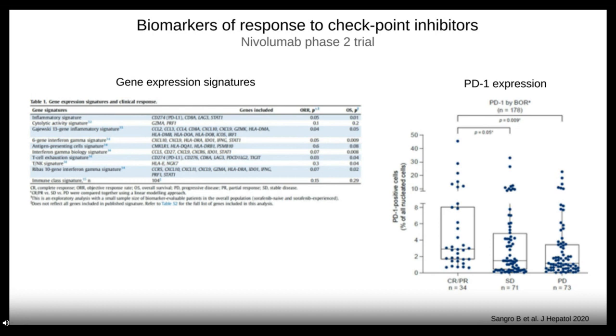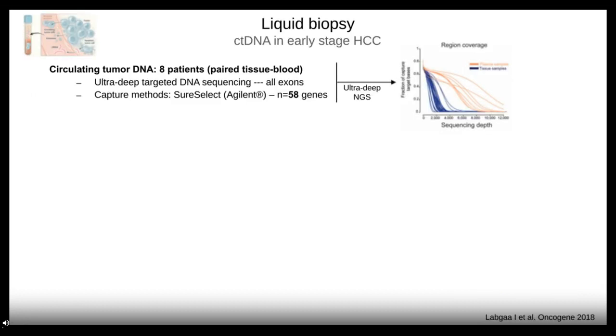So we started working on ctDNA, and the first question that we posed a couple of years ago was, can we detect mutations in ctDNA of patients with HCC? So we did this pilot study where we enrolled 8 patients and did ultra deep targeted DNA sequencing of all exons of a panel of 58 genes that we selected based on whether they were druggable or prevalently mutated in HCC based on tissue analysis.